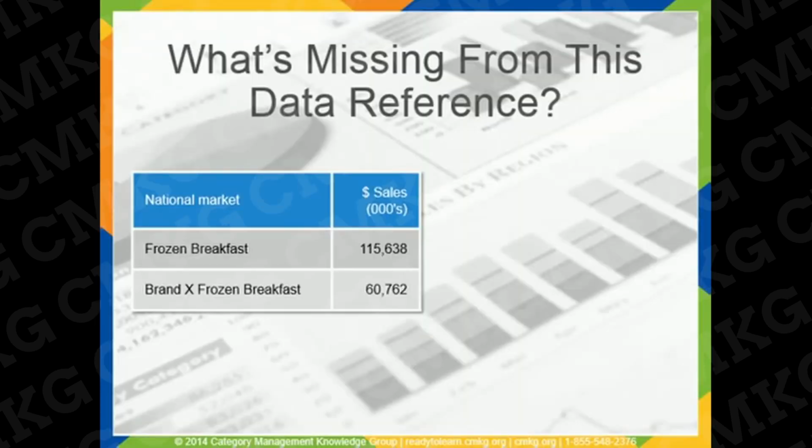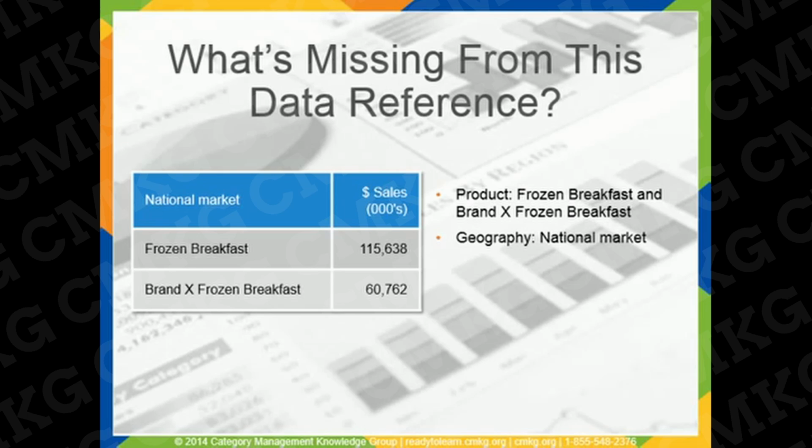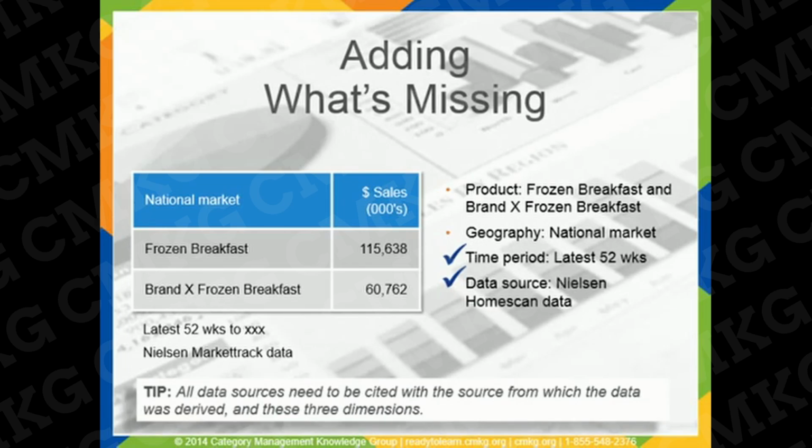Here's an example of a data table. What's missing in this example based on what we covered with the data cube? We know our products, frozen breakfast and brand X frozen breakfast. We know our geography, which is the national market, but we don't have a time period or data source identified. The time period and data source reference were missing and now have been added.